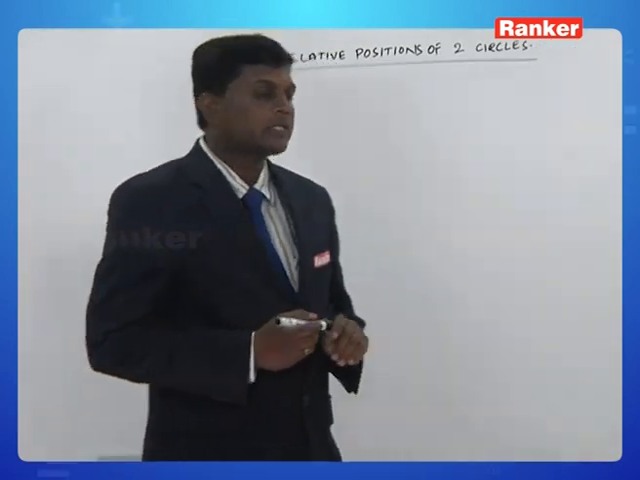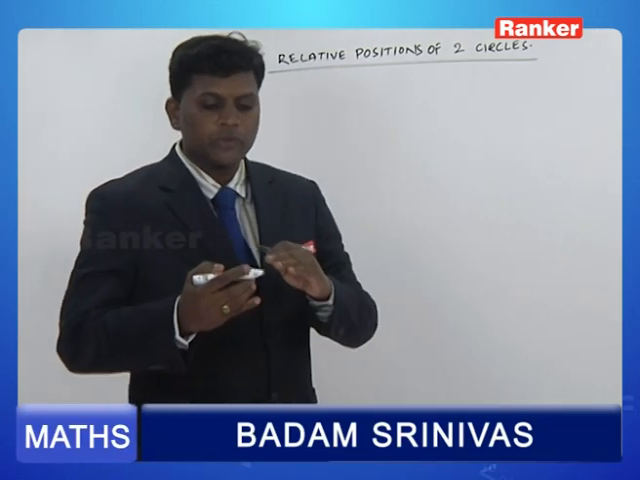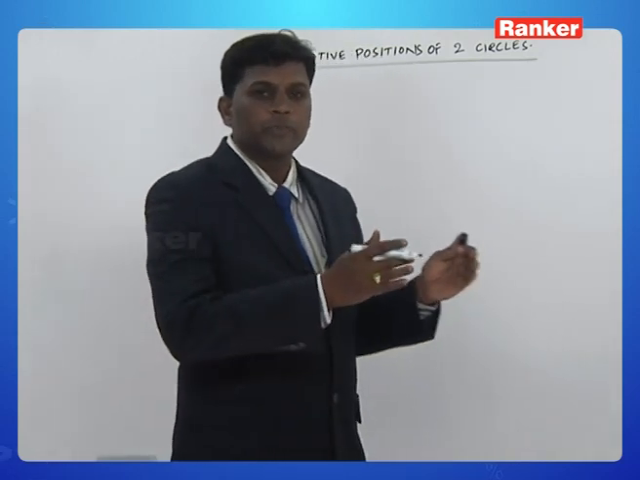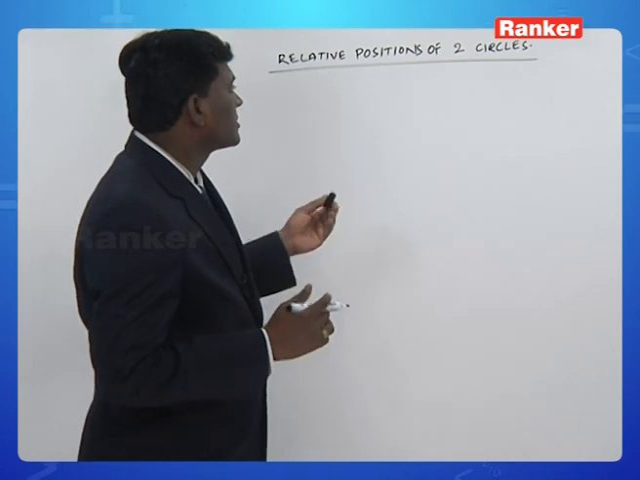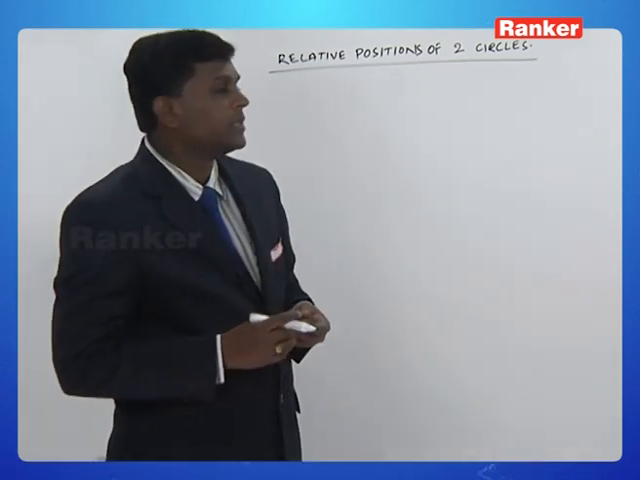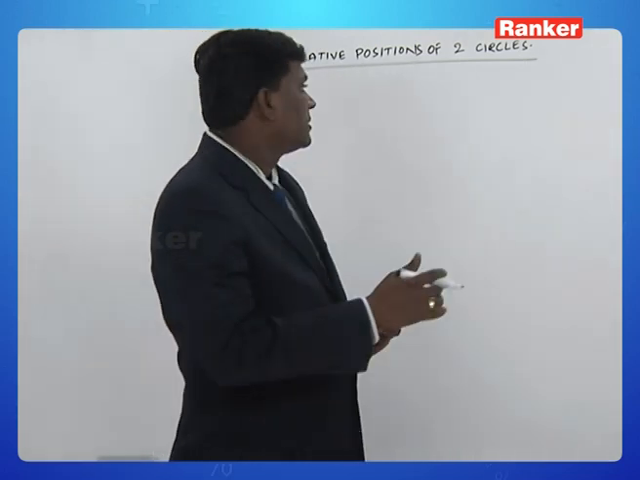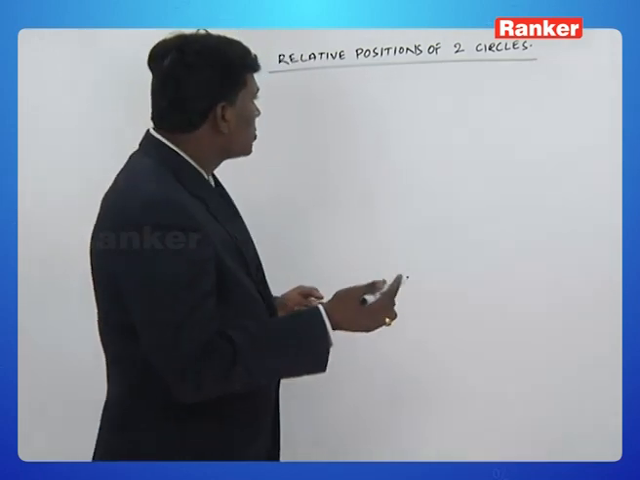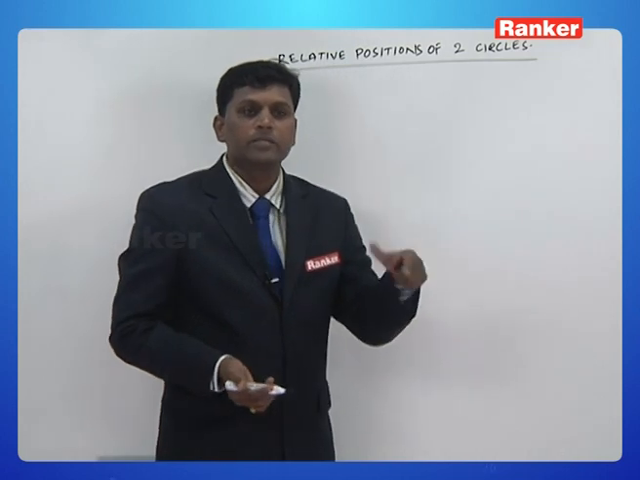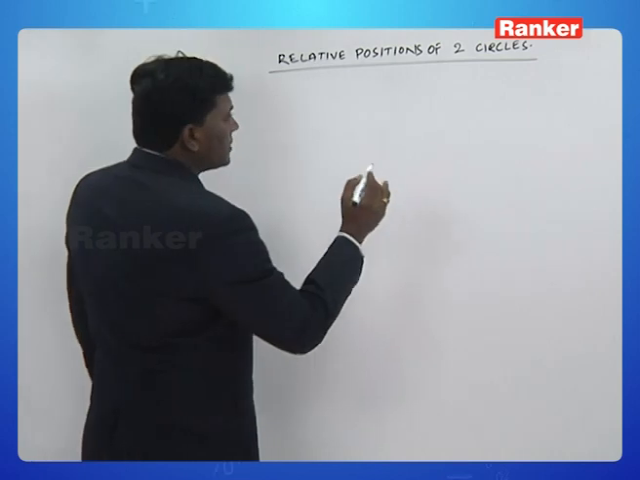Now let us see the relative positions of two circles. How to compare the position of a circle with respect to another circle. What are the various positions possible here? Let us see. In all these cases, we imagine two circles with radii r1 and r2 and centers as some a, b, and we also imagine the distance between centers AB as some d for our convenience.